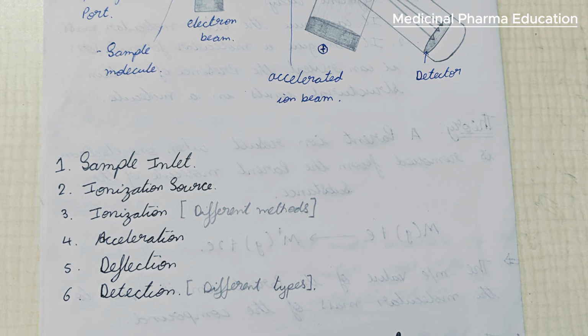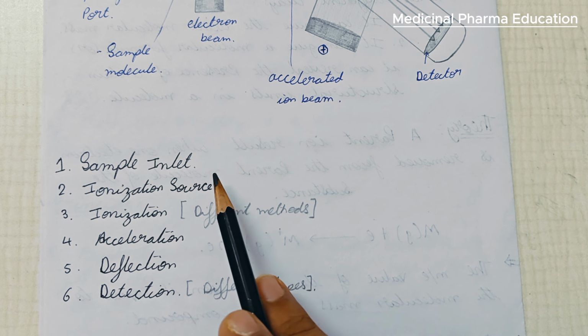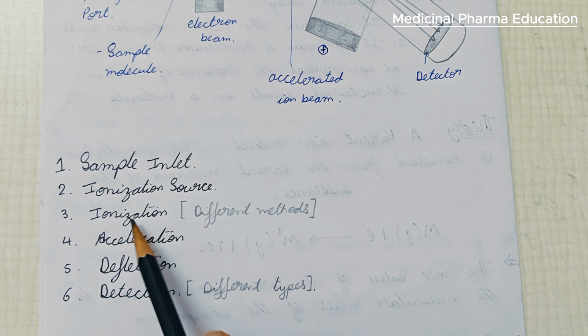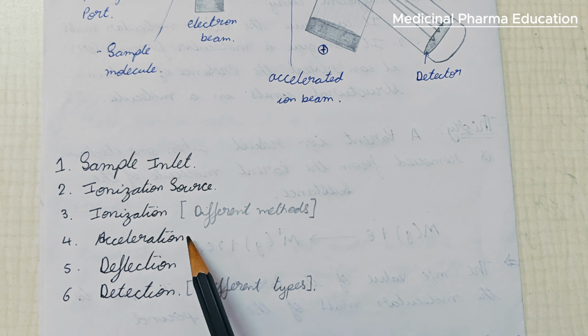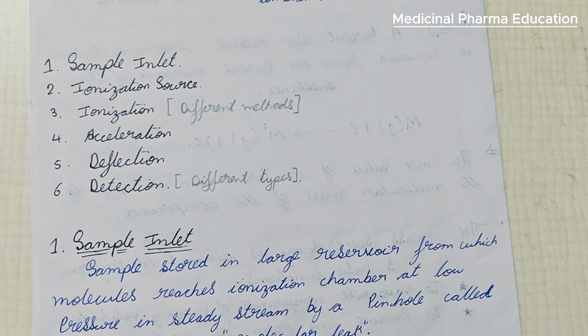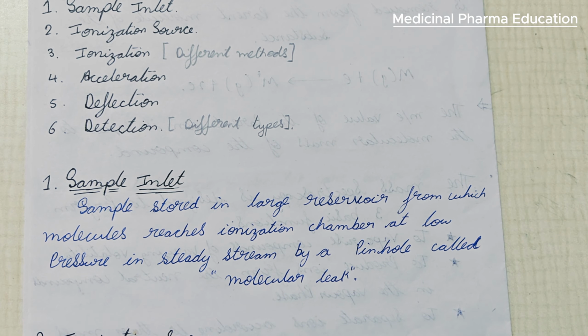Next, these are the parts of the instrumentation: sample inlet, ionization source, the different ionization methods we are using, acceleration, deflection, and detection. Before detection, we use mass analyzers to sort the ions according to their masses. We'll discuss everything in detail one by one. We'll start with the sample inlet.